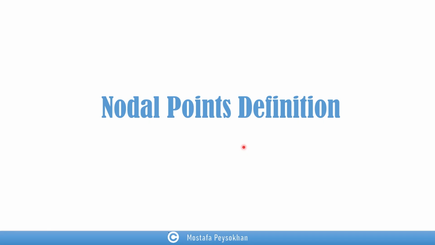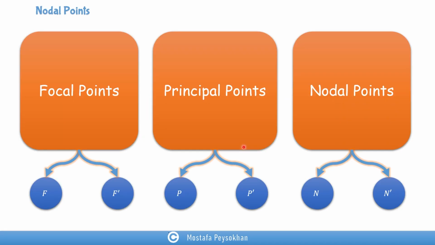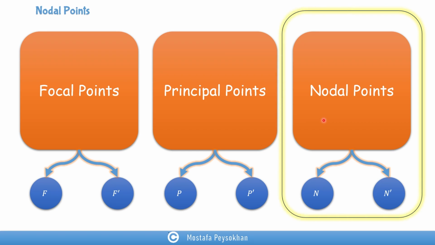Now let's talk about nodal point definitions. As I mentioned before, we have three main pairs of cardinal points: focal points, F, F prime, principal points, P, P prime, and nodal points. In this lecture, we want to talk about nodal points, which we use N and N prime for indicating.